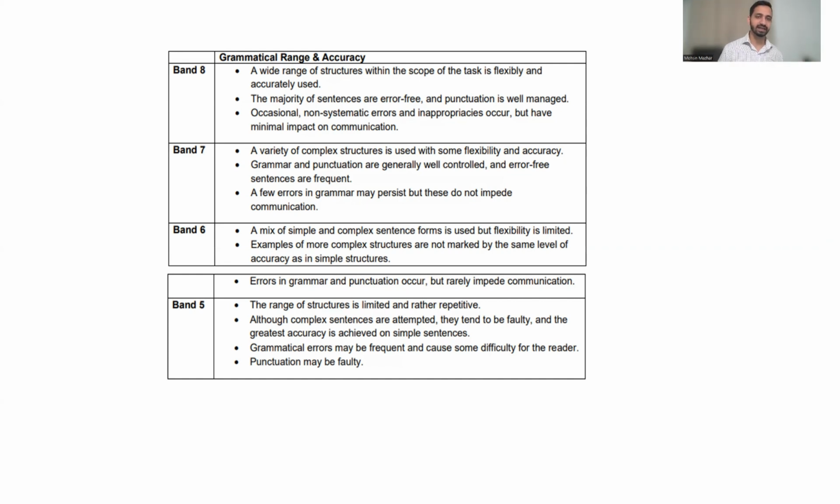And let's just look at band 8. A wide range of structures within the scope of the task is flexibly used. For example, we talked about the structure with the verb plus adverb, the adjective and noun structure, the active structure, the passive structure. If you're using a variety of those, you can actually achieve band 8. The majority of sentences are error-free, and the punctuation is well managed. Very important that you use good punctuation. You should know where to use it. Occasional non-systematic errors and inappropriacies occur, but have minimal impact on the communication. So that's when you can score band 8.